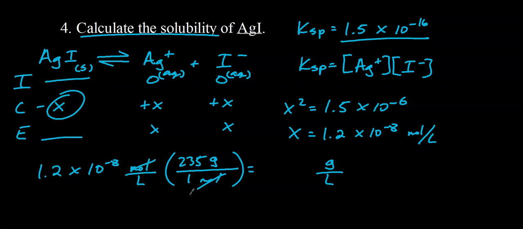Go ahead and punch that up and see what you get. So it looks like we get 2.8 times 10 to the negative 6 grams per liter.